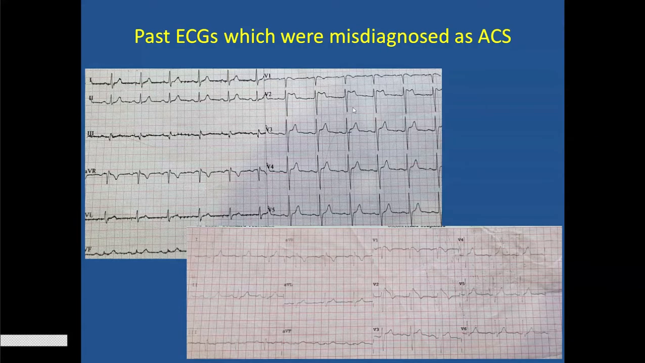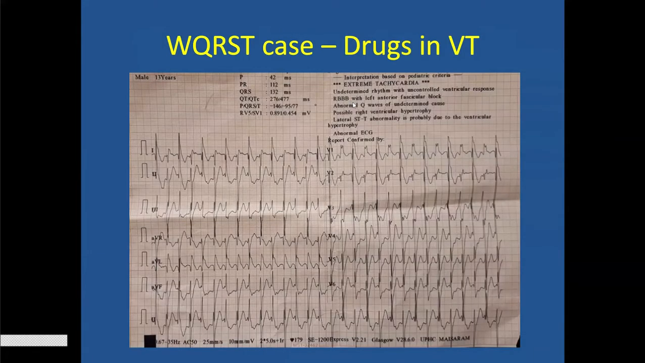If you see something, ischemic ST elevation is convex upwards, this is concave upwards, that should tell you, especially when the angio is normal, you should probably send these cases to an electrophysiologist who can do a drug challenge and diagnose appropriately. ICD is the therapy and not drugs.